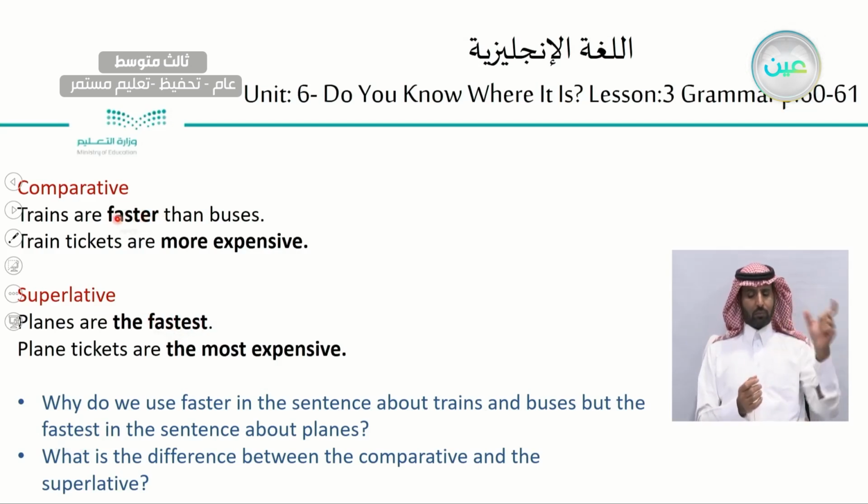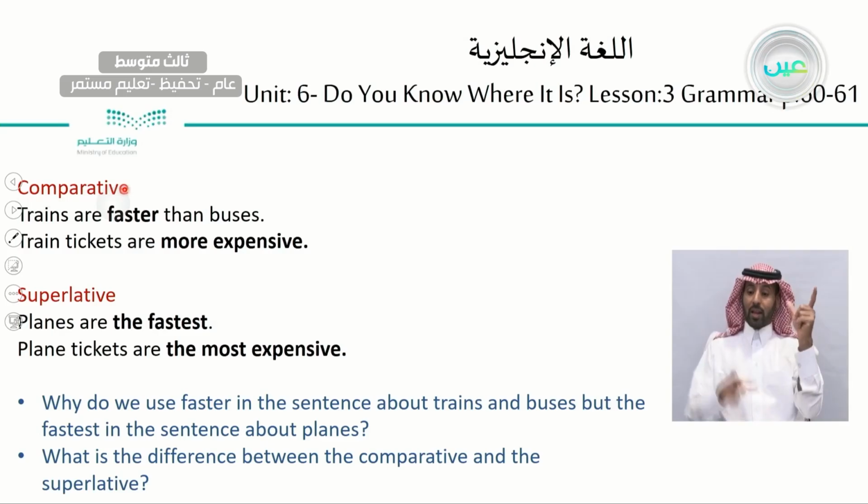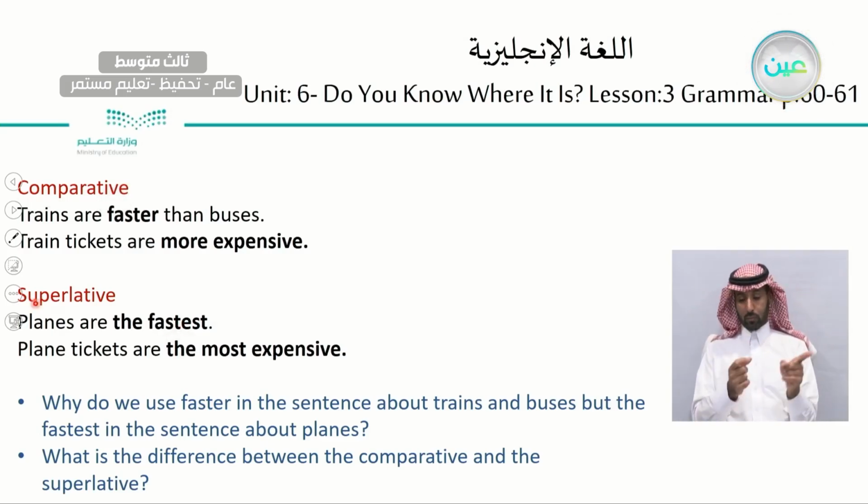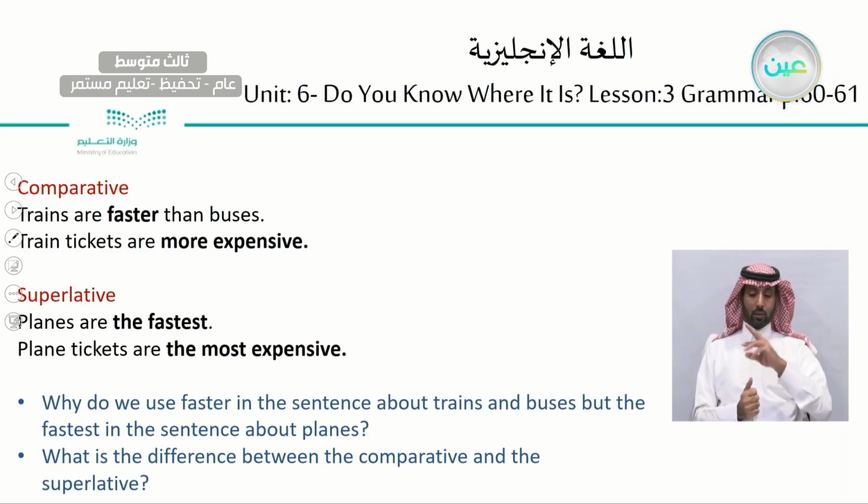Because faster here is what? Excellent, it's comparative. And here, fastest, it's superlative. What is the difference between the comparative and the superlatives? How do we differentiate between the two?